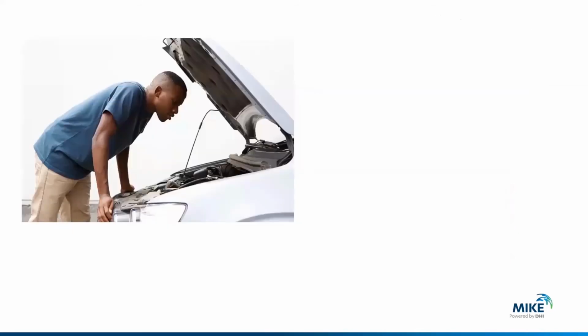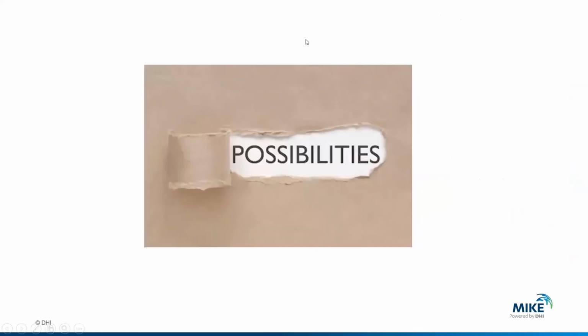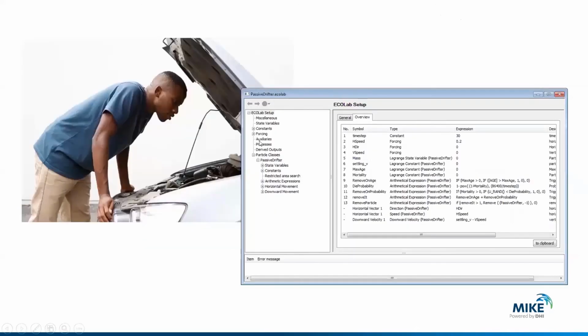So under the hood, what does it actually look like when you have an agent-based model in MIKE Ecolab? It doesn't look as fancy as the videos. It looks like this.